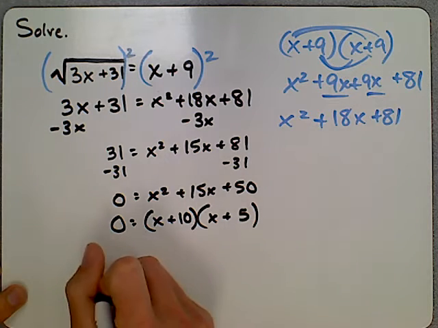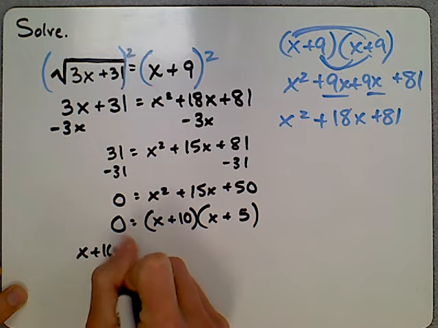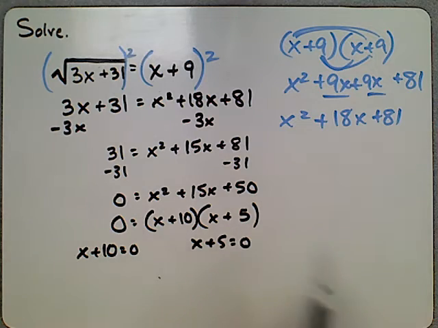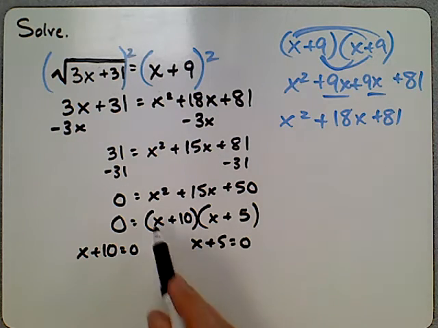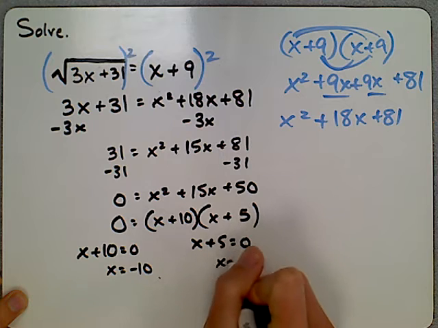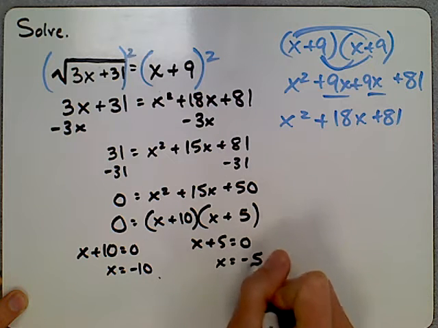We then want to set each of those equal to 0. That's x plus 10 equals 0, and x plus 5 equals 0, because the only way for this to be true is if one of them is 0, because 0 times a number will be 0. Here we subtract 10 from both sides, we get x equals negative 10. Here we subtract 5 from both sides, we get x equals negative 5.